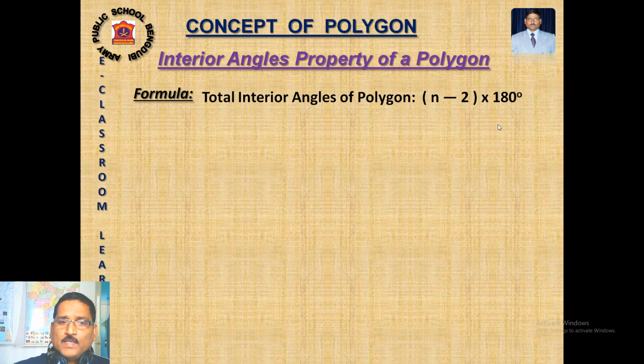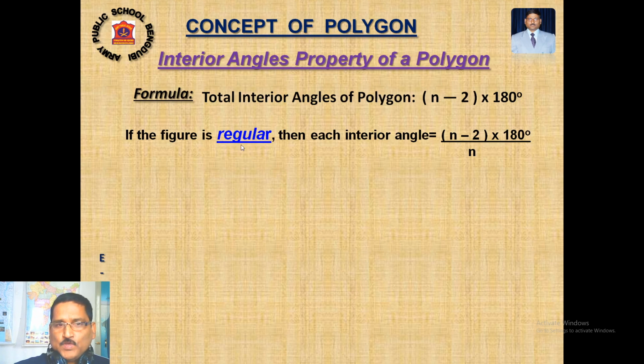This way you can apply it to any type of polygon: triangle, square, pentagon, hexagon, heptagon. The result will be the total interior angle. Now when the figure is regular, only then can you apply each interior or each exterior angle. So each exterior angle, how will you find it? You know the total exterior angle is 360 degrees. If you divide it by the number of sides, you will get each exterior angle. If you divide 360 by the exterior angle, you will get the number of sides, vice versa.